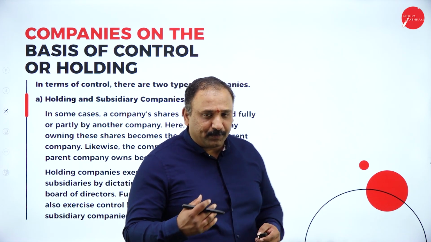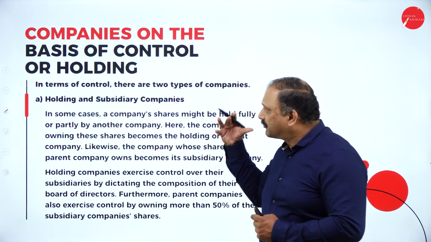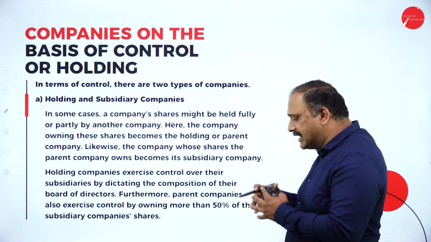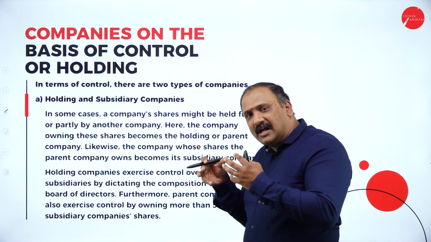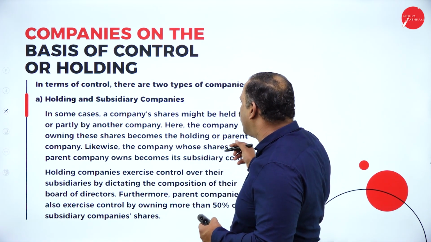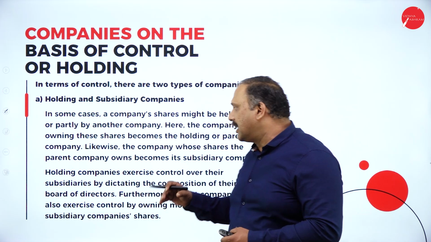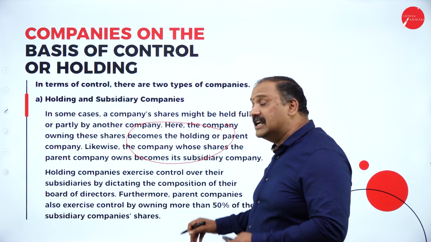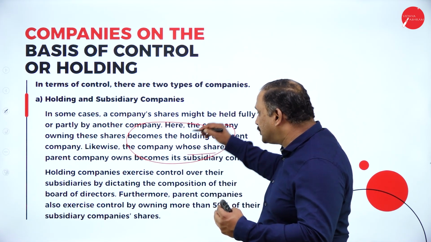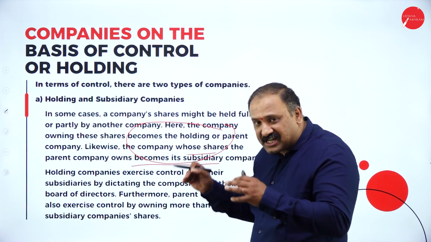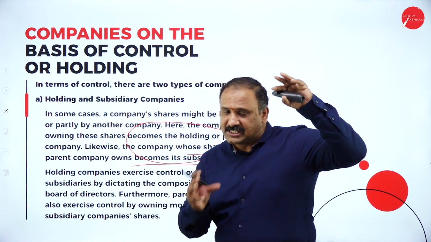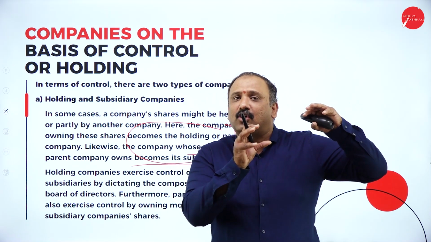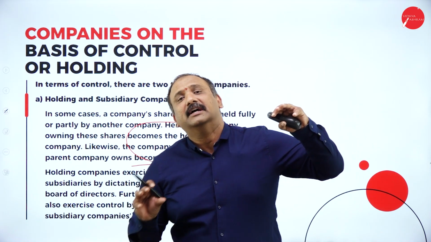Now, the next thing that we would be seeing here is control or holding. When I'm using this word control or holding, that means to say that there is some sort of hold, some sort of grasp towards that company, and that's where I'm talking about holding or subsidiary companies, where the company owning the shares becomes the holding partner or parent. Likewise, the companies whose shares the parent owns become its subsidiary. So there is TVS Motors, there might also be TVS Lucas Limited, there might be TVS Brakes Limited. So these are all the holding or subsidiary companies of the TVS group.